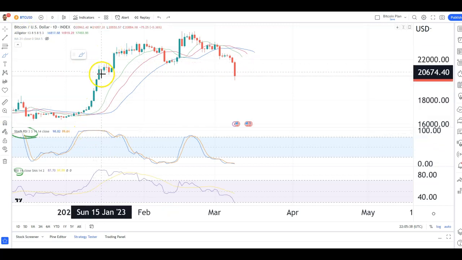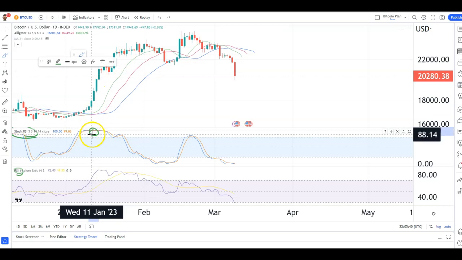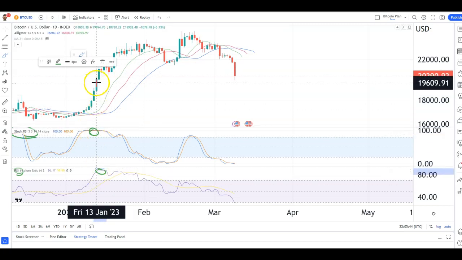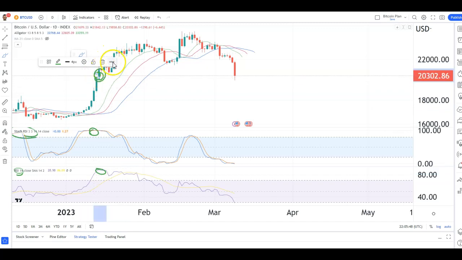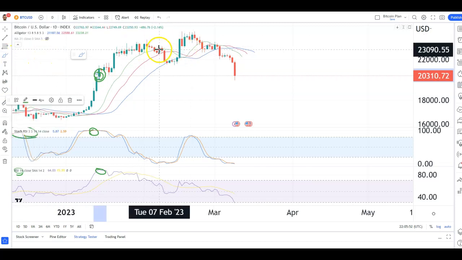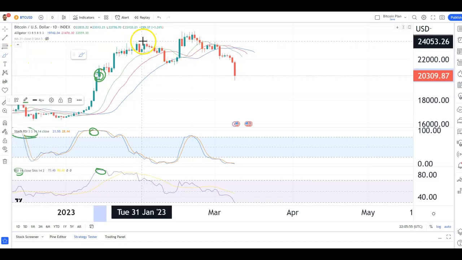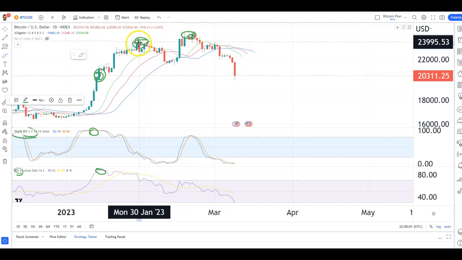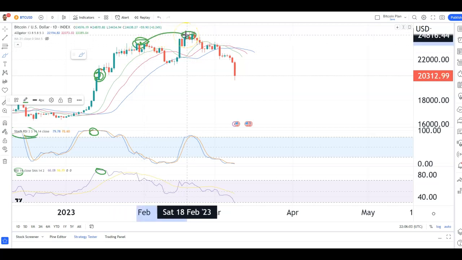So we see the metrics for stochastic RSI and RSI peak before the price does. These things peak right around here. Price peaks, well, there are two significant peaks. One peak up here, another peak here, a little higher, to the ultimate final peak before we come back down.